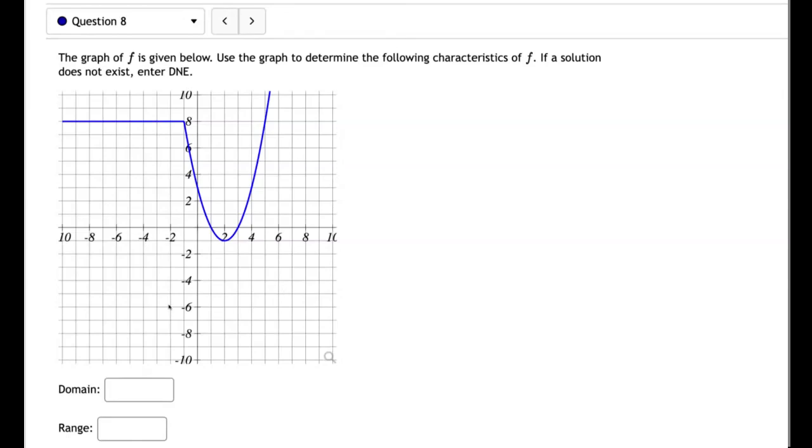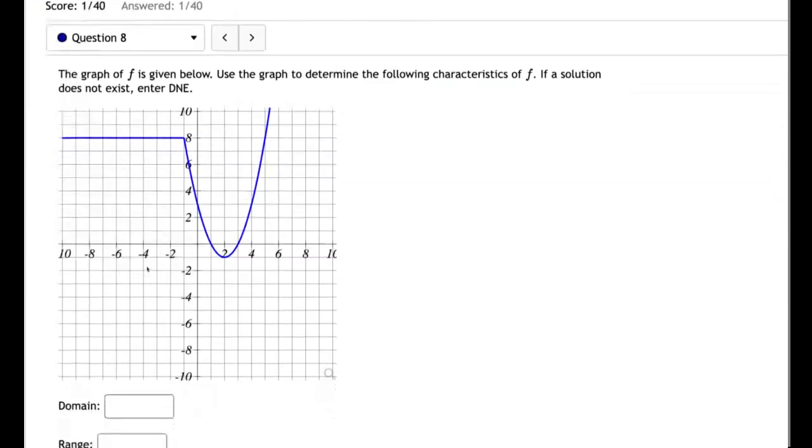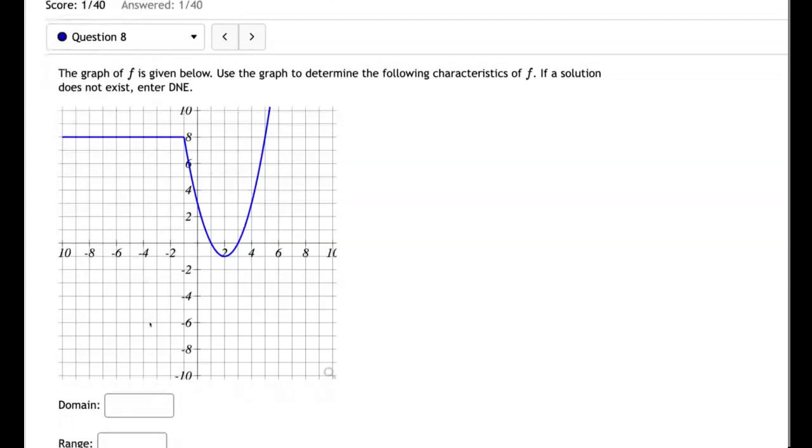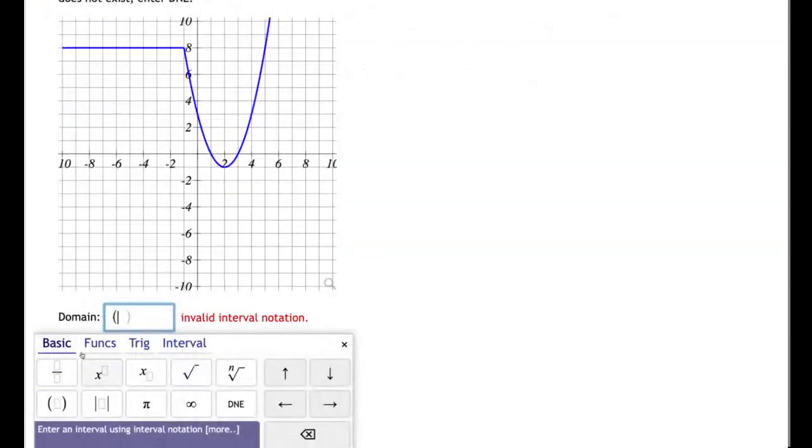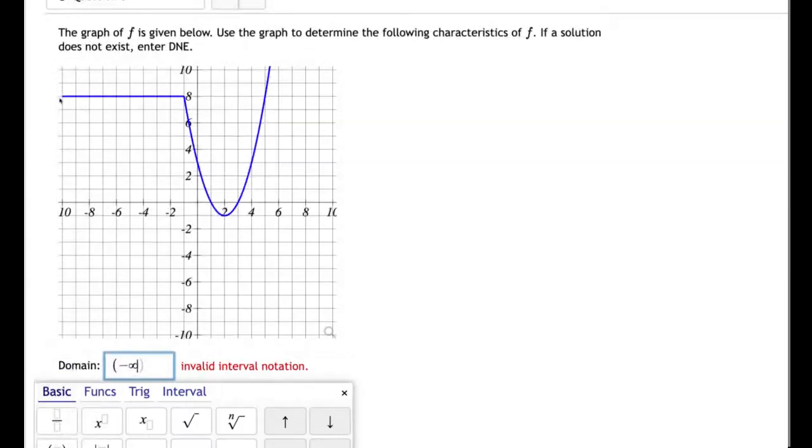So for number 8, domain. Remember, domain goes from left to right. So the left side is going on forever. So because it's going on forever, we're going to have negative infinity. For our infinities, we're always going to use parentheses. So this side is going on forever.